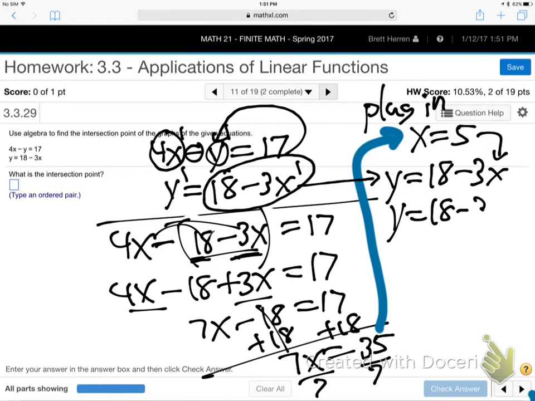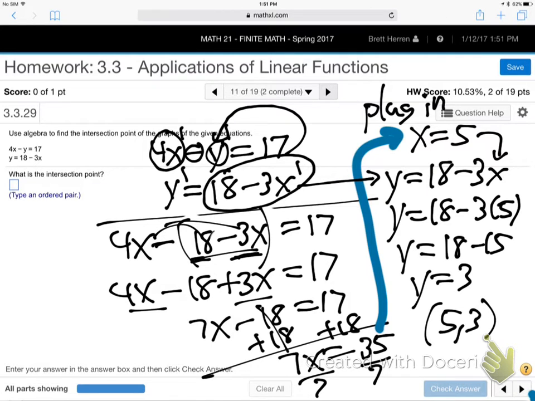So 18 minus 3 times 5. What's that? 18 minus 15. Y is 3. So the answer is 5 comma 3 because it's x comma y. Notice how they say they want an ordered pair. So that means they want the two numbers with the parentheses and the comma. That's an ordered pair. 5 comma 3. X comma y. That's the point of intersection. That's where those two lines would intersect if we bothered to do the whole graph thing.